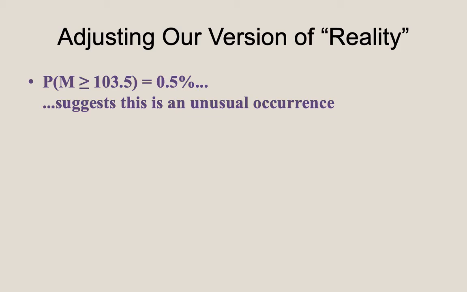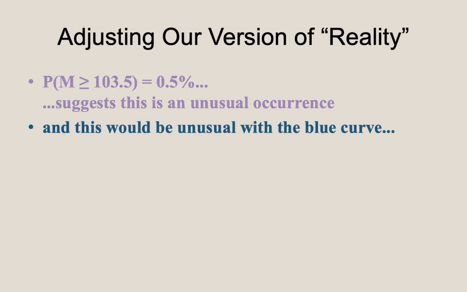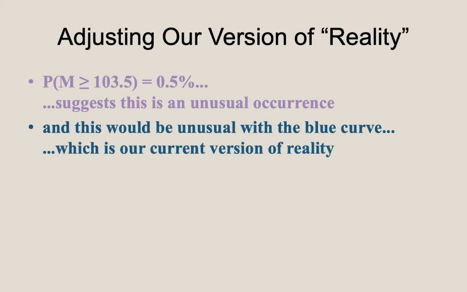Now, I have a question for you to ponder, and this question is to get us to think about how we might adjust our perception of quote-unquote reality. Under most conditions, we would say that the probability of getting a mean of 103.5 or higher, which is 0.5% of the time, is an unusual occurrence. Well, that is true if the blue curve is an accurate representation of reality. So, is it possible for our version of reality to change?